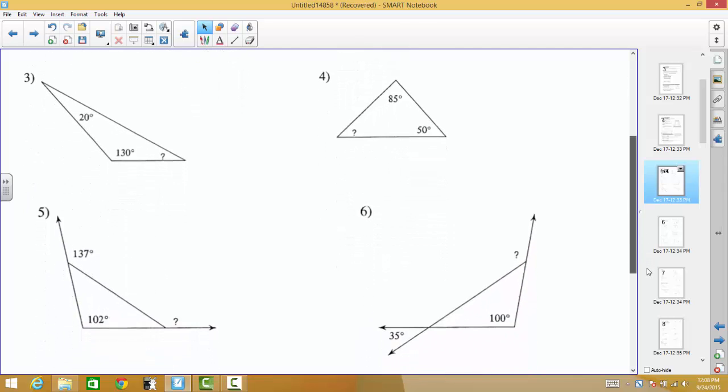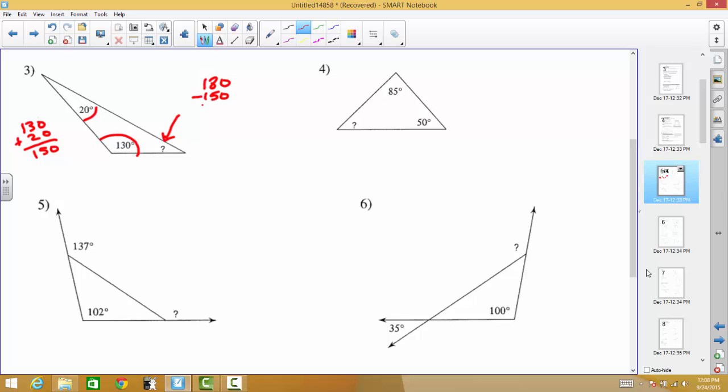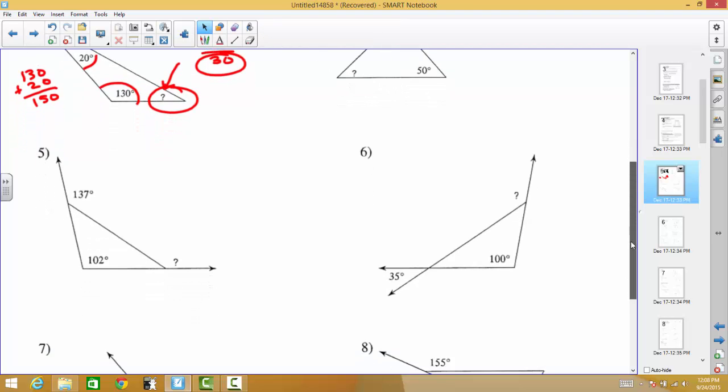We're going to do random ones on this page. So let's go ahead and jump down to the next one below, number 3. This is an obtuse angle. That means it's bigger than 90 degrees, bigger than a right angle. So if we add up 130 and 20, we're going to get 150. So this leftover angle would be 180 minus 150, which is 30. So this is a 30-degree angle. It looks nice and small. Pictures aren't always perfect, but in this case, all is well.